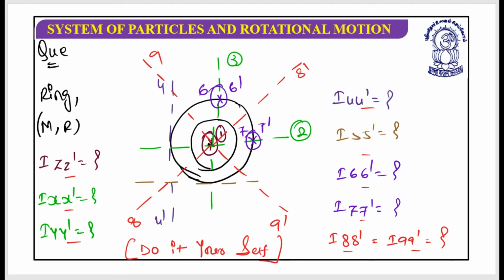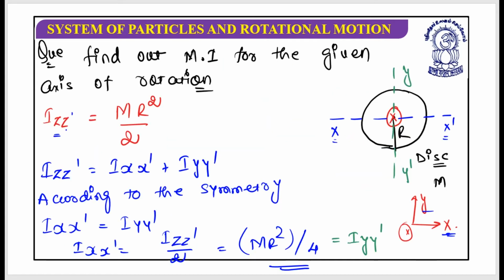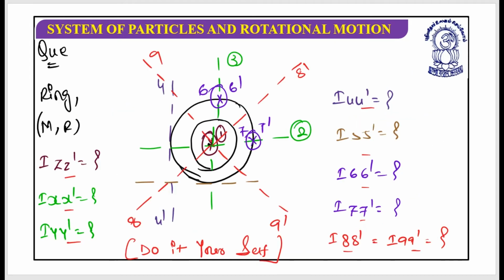I hope this is clear. So can you do this? It is almost the same thing. Only the difference is that this was a disk and its IZZ was mr square by 2, and from this you have derived everything. Now here, as it is a ring having mass m and radius r, its IZZ is mr square only. It is not mr square by 2, and so on. You can carry on. I am sure for this.